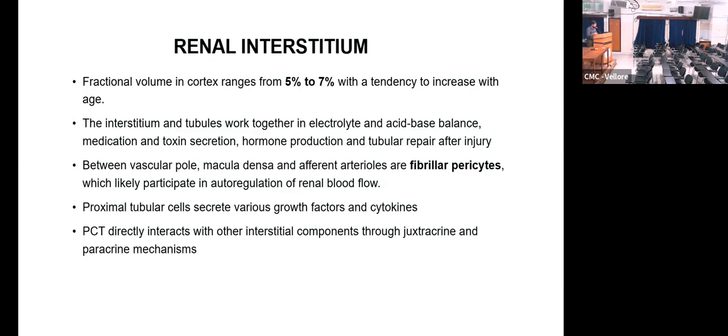So both of them work in harmony in the electrolyte and acid base balance, the medication and toxic secretion, hormone production, and the repair. Between the vascular pole, the macula densa and afferent arterioles are fibrillar pericytes, which help in the autoregulation. The proximal tubular cells produce the various growth factors and the cytokines. So the PCT is important because it directly interacts with the other two interstitial components through juxtacrine and paracrine mechanisms.